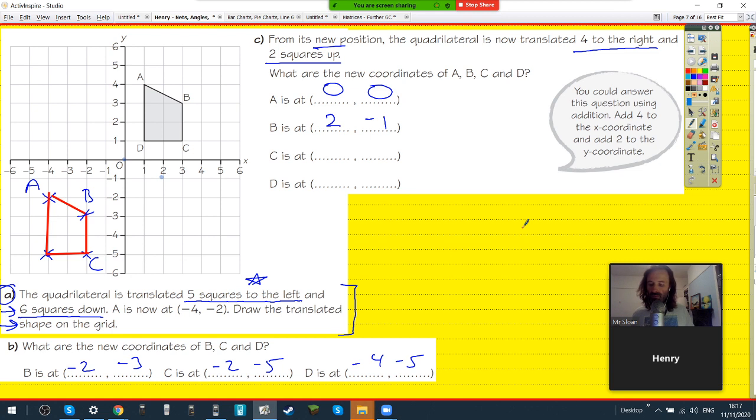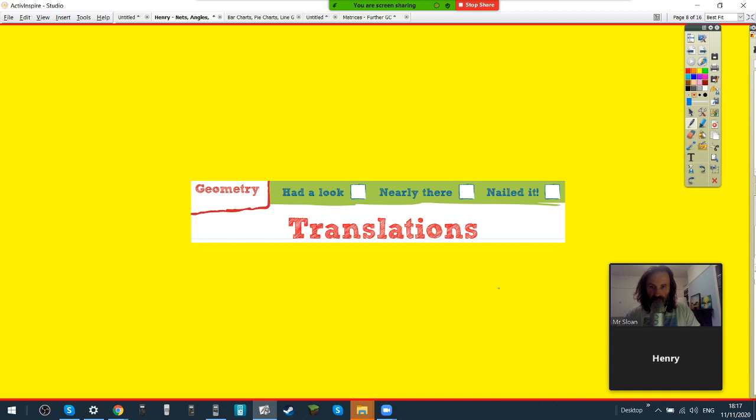C. 1, 2, 3, 4. 1, 2. It's 2 and minus 3. And then D is 0 and minus 3. 0, minus 3. That's great. Any questions about that? No. It's a tricky one, translations. Oh, nearly there.